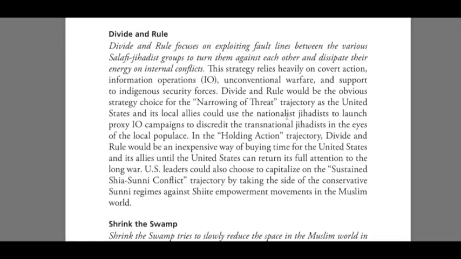Information operation campaigns to discredit transnational jihadis in the eyes of the local populace. Blah, blah, blah. Sustain the Shia-Sunni conflict. So this is hype up Sunnis against Shiites. Now, in the Western media, the idiot public is taught that all Islam is one. Right? They're all the same. They're all jihadis. But when Rand Corporation writes documents for the army, they say the reality, which is exacerbate Sunni versus Shia.